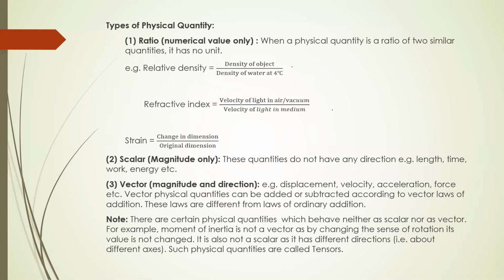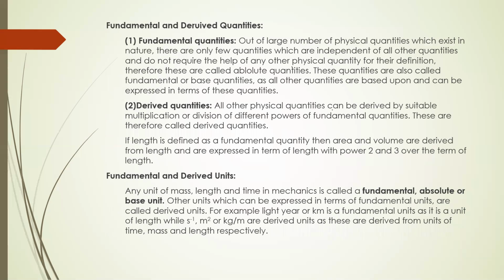Then in physical quantity, we have different types. First, let us see the types of physical quantity. Out of the large number of physical quantities which exist in nature, there are only a few quantities which are independent of all other quantities and do not require the help of any other physical quantity for their definition. These are called fundamental quantities.